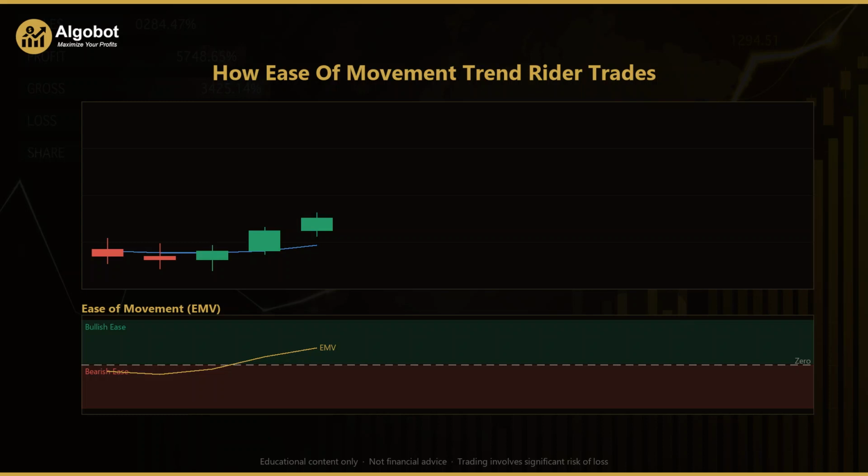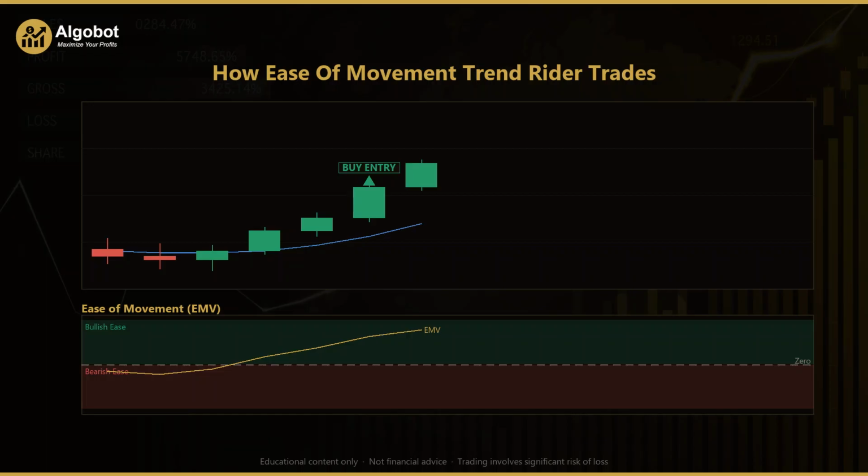Over the next couple of bars, price starts ticking higher, closing above the moving average, and that average begins to slope upward. At the same time, the ease of movement reading crosses above its zero line and starts climbing into the green. Two of our three conditions are now falling into place. The trend is up, and momentum is confirming with ease.